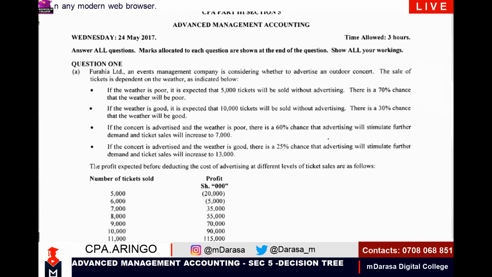If the weather is poor, it is expected that 5,000 tickets will be sold without advertising. There is a 70% chance that the weather will be poor. Now, my good students, if there is a 70% chance that the weather will be poor, what is the chance that the weather will be good?